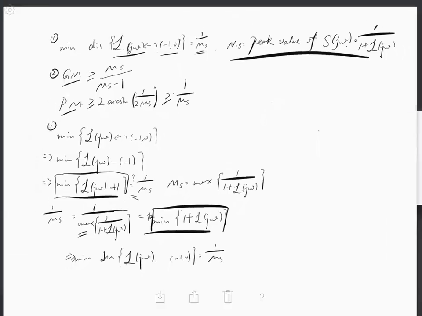Okay, so let's start with the second problem. The second problem is to prove that the gain margin is greater than or equal to Ms divided by Ms minus 1, right? So let's recall something about the gain margin.